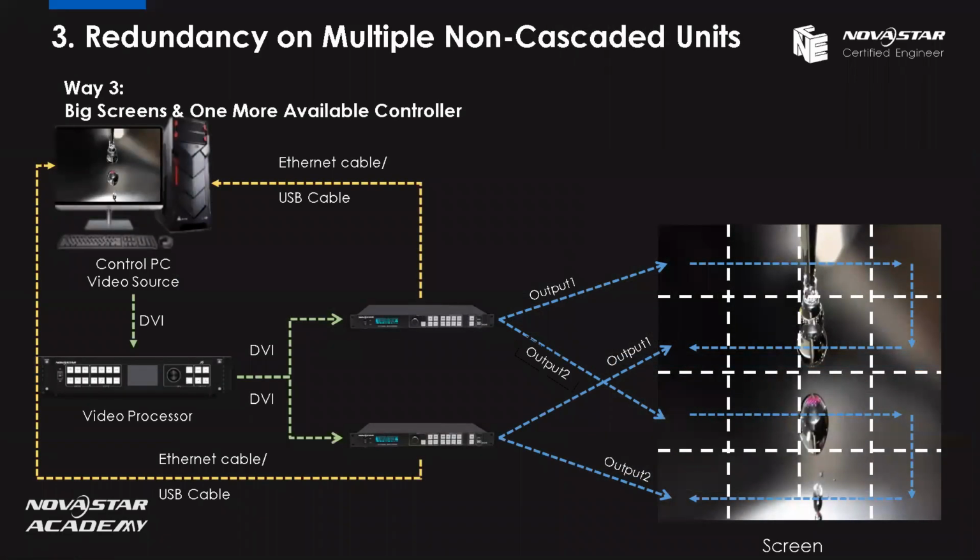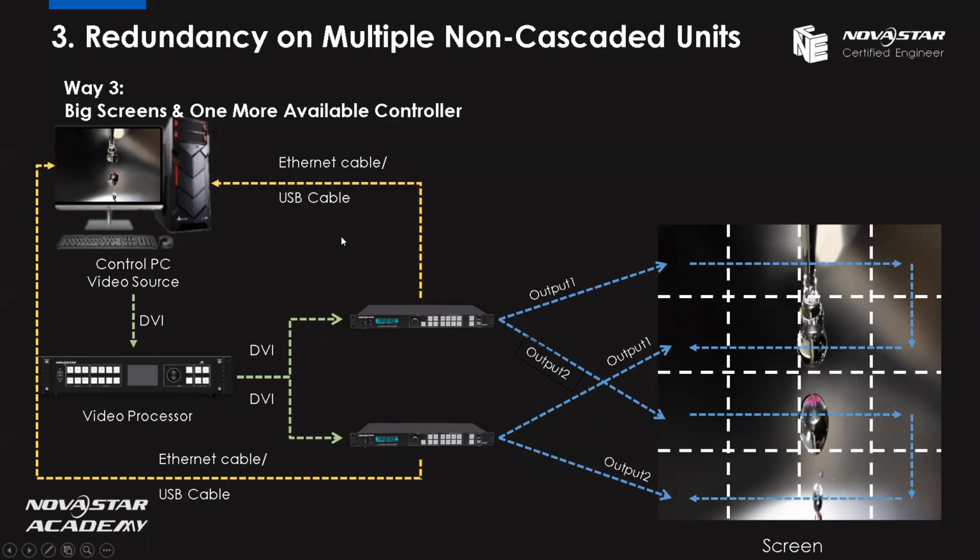Okay, let's see the third one. The third way is redundancy on multiple non-cascaded units. That means we maybe have 2 controllers, but they are not cascading. See the structure. All the DVI and the Ethernet cable outputs are the same, but the control cable is different. We can use USB cable to control from the PC to these 2 VX4S separately.